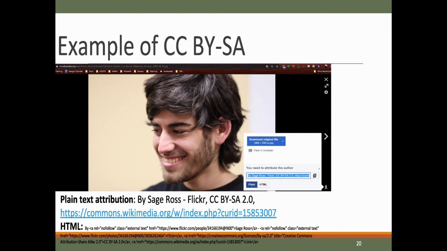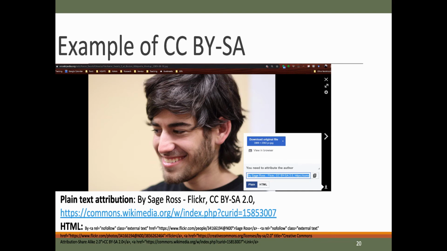If we use this picture in a talk, then the old school way of giving credit would be to copy this, by Sage Ross, Flickr, CC BY 2.0, and the URL, and we would use that as the citation. If we put it in the reference list for a paper, that would be what would go in the reference list. The other way that you could stamp it is with this HTML code, and that does not look friendly or fun to a human at all.